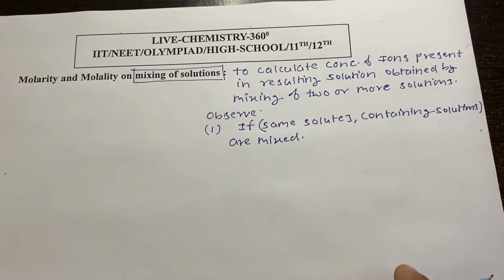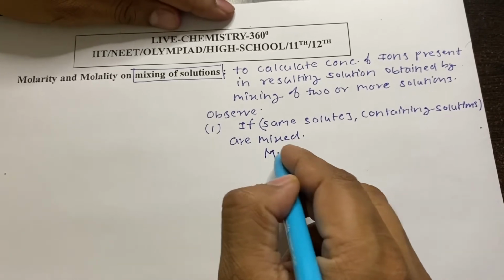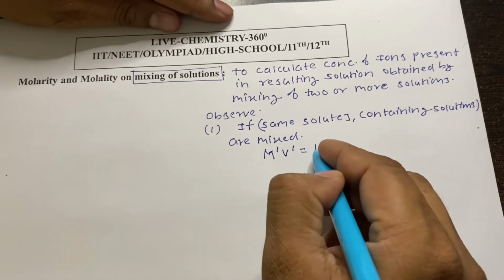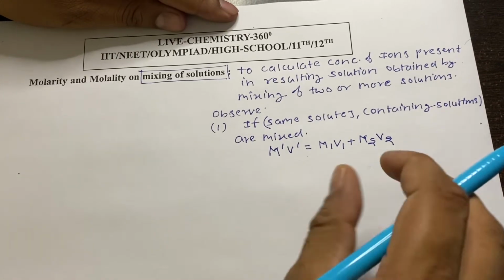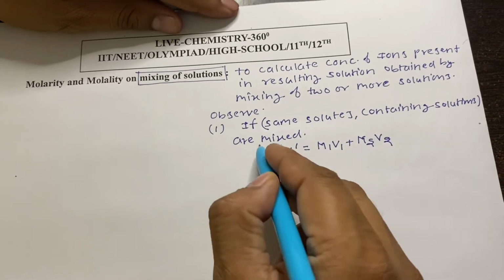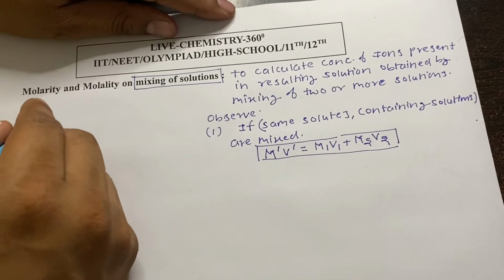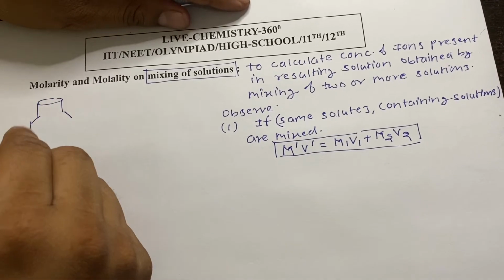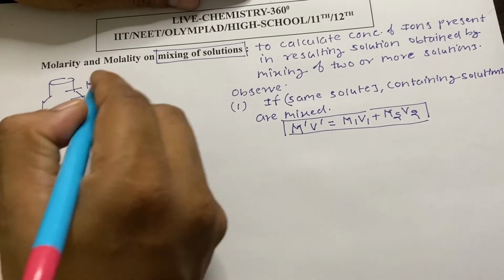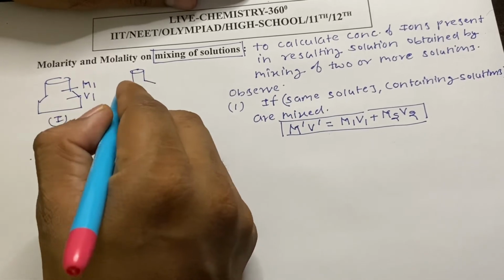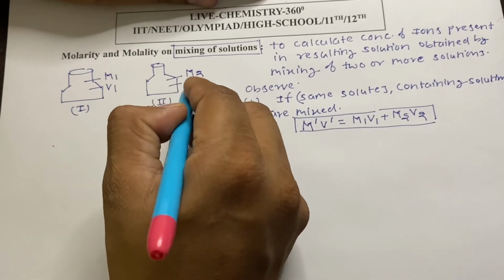If same solutes containing solutions are mixed, in this case we can find the molarity of resulting solution, that M dash V dash, that will be equal to M1V1 plus M2V2. What is actually this equation? Actually, we can explain this. Suppose we are having solution 1 of molarity M1 and volume V1, and another solution of concentration M2 and volume V2.